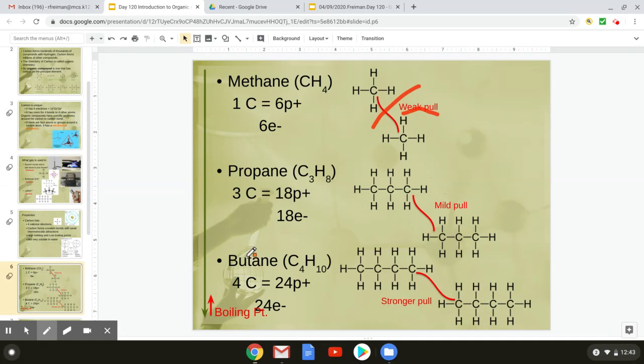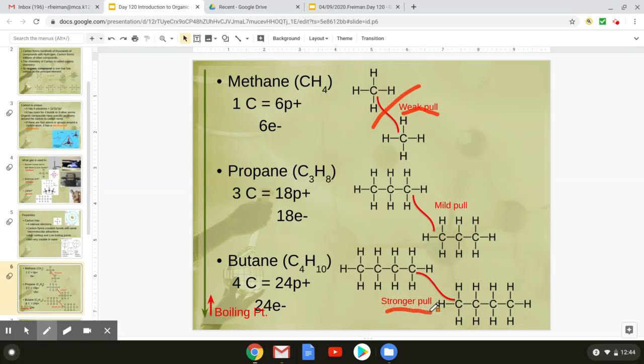In butane, like on that butane lighter, that burns C4H10. Butane has 4 carbons and 10 hydrogens. 4 carbons, each with 6 protons in its nucleus. If we multiply those together, you end up with 24 protons. So it's like having 24 magnets in this butane molecule, 24 magnets in this butane molecule. They have more protons and more electrons, which means they have a stronger pull.